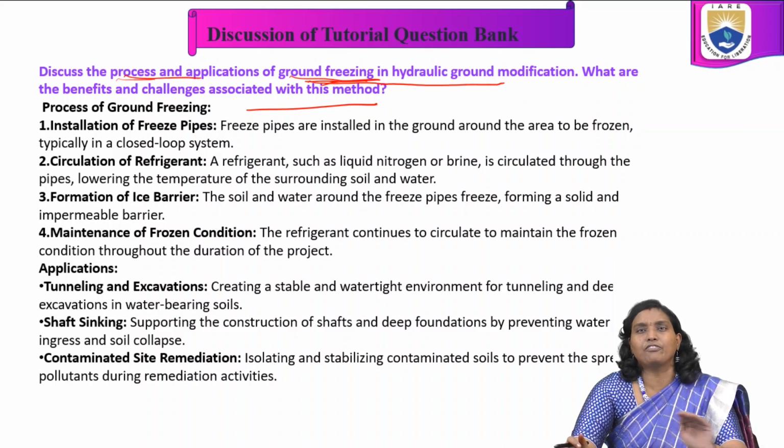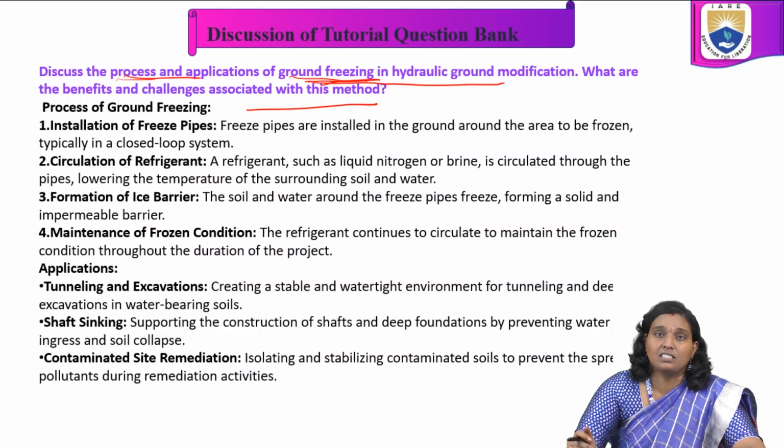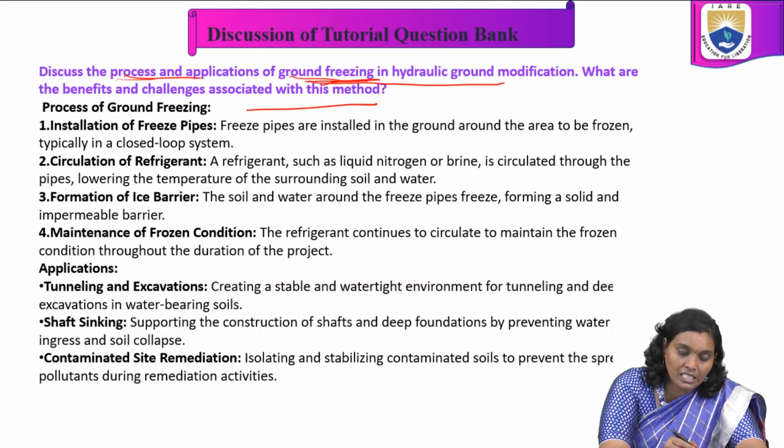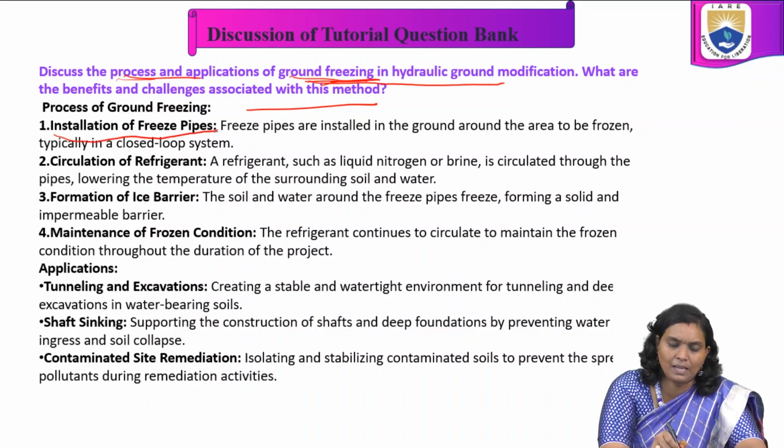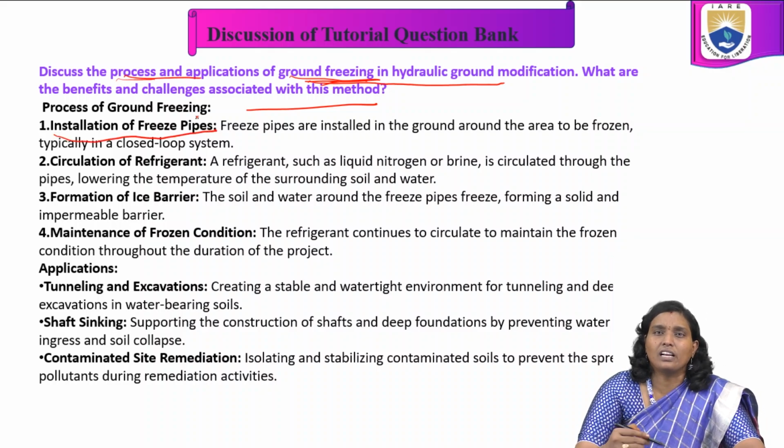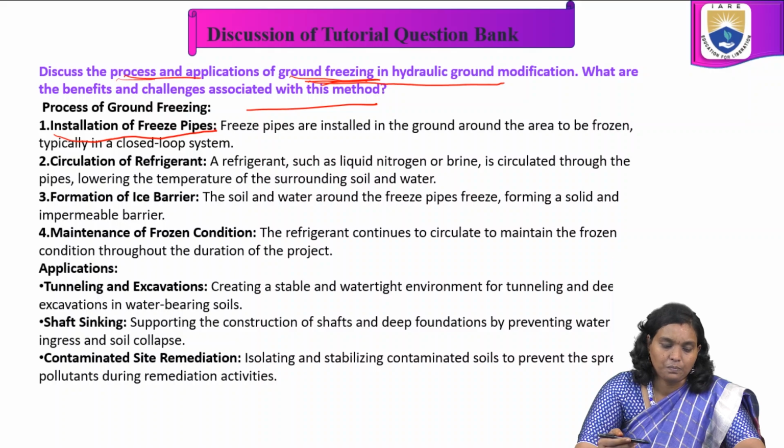So, the process of ground freezing. First is the installation of freeze pipes, which is the first step. Next is circulation of refrigerant, formation of ice barrier, and maintenance of the frozen condition.